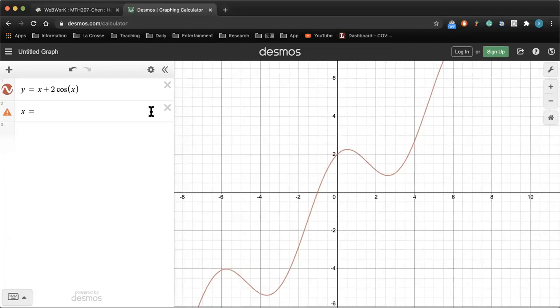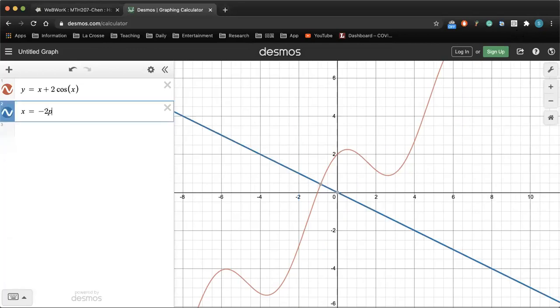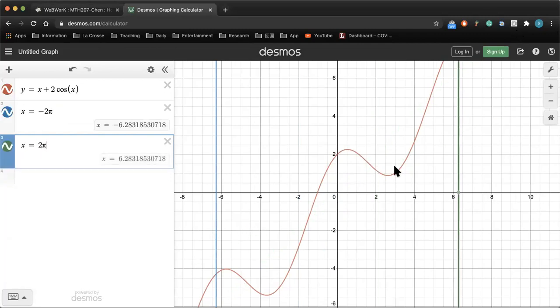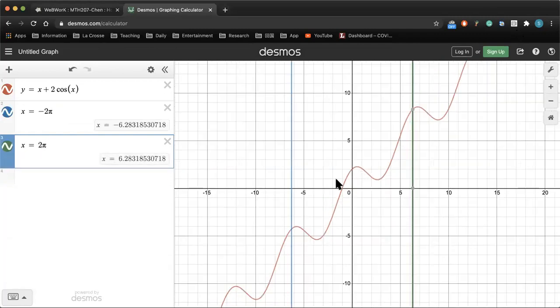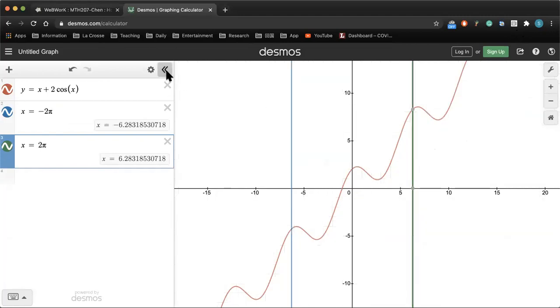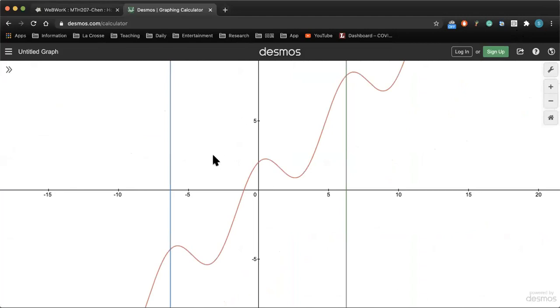2 cosine x is a wave. y equals x is a 45-degree line. You put them together, it's almost like a 45-degree wave going up. Now we have x equals -2 pi, and x equal to +2 pi. So it will be the function value between these two values, the blue line and the green line. Still okay?